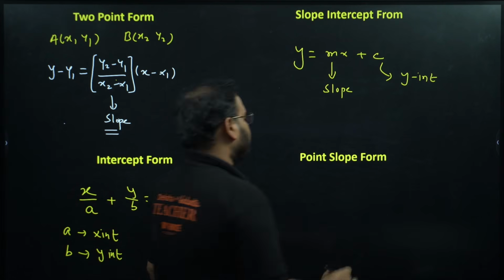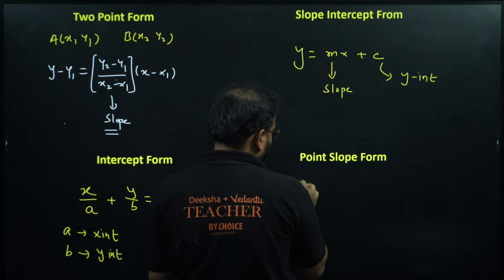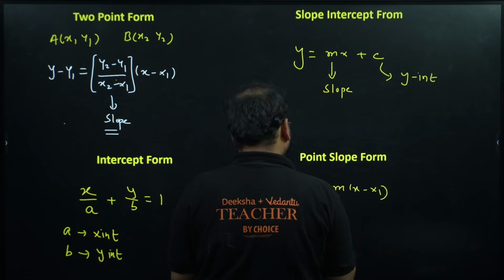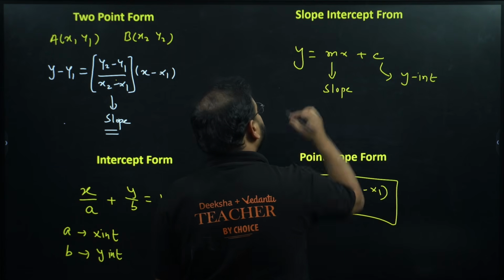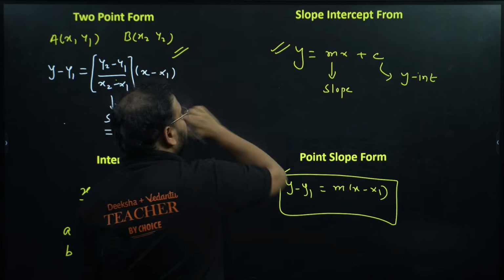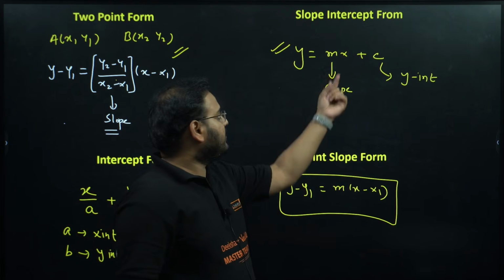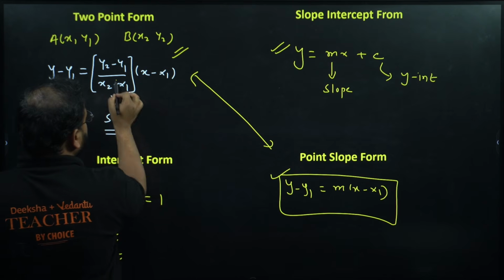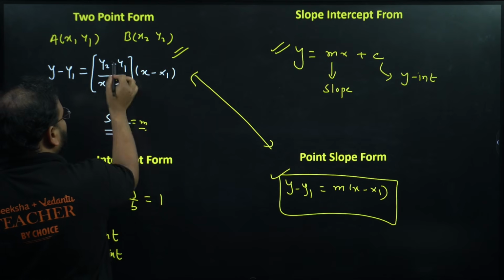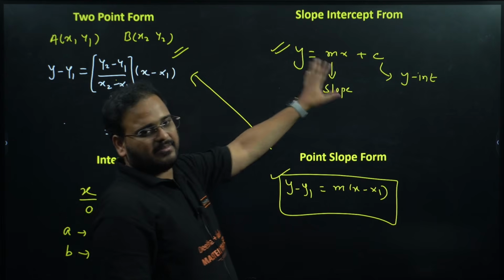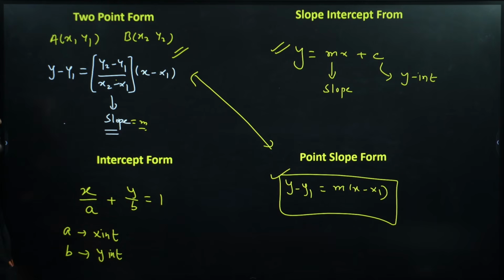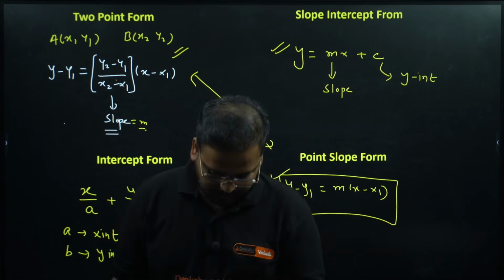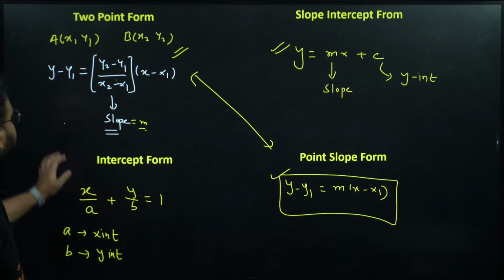Now point slope form, when you have slope and point both given: y minus y1 equals m times x minus x1. If you check carefully this form and the earlier form, you can directly relate them, because the slope represents m only. So y minus y1 equals m times x minus x1 is more or less the same thing, simply after simplification. So these are the 4 major forms of a straight line which we use very commonly in our questions. Please check. All right, guys.